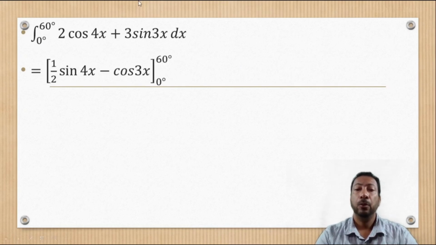We have to integrate 2 times the cosine of 4x. So using our formula, it should be 2 over 4. So that reduces to 1/2. So you have 1/2 times the sine of 4x. Then when it comes to the integration of sine, the integral of sine is negative. Then 3 over 3 is 1. So that's why there is no number written here, but it's understood to be negative 1. And then it will be the cosine of 3x. So we will evaluate when x is 0 and when x is 60 degrees.